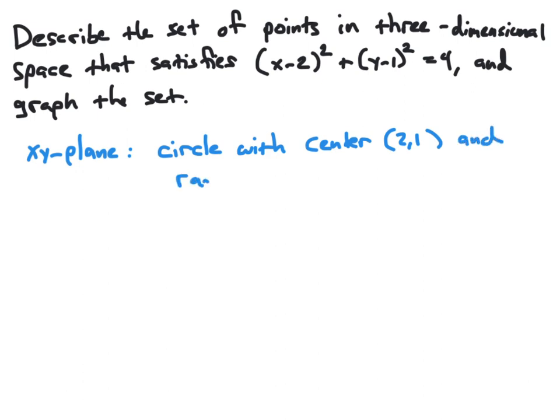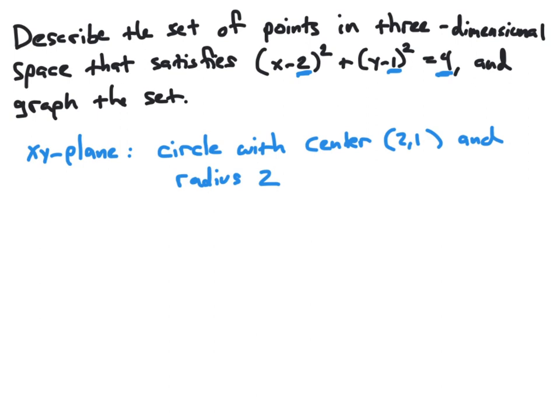and a radius of 2. This is using the standard form of a circle where the center is identified by the values being subtracted from the variables, and the radius is the square root of the constant on the right-hand side. In this equation, there is no restriction on z. Therefore, z can be any value, positive, negative, or 0.